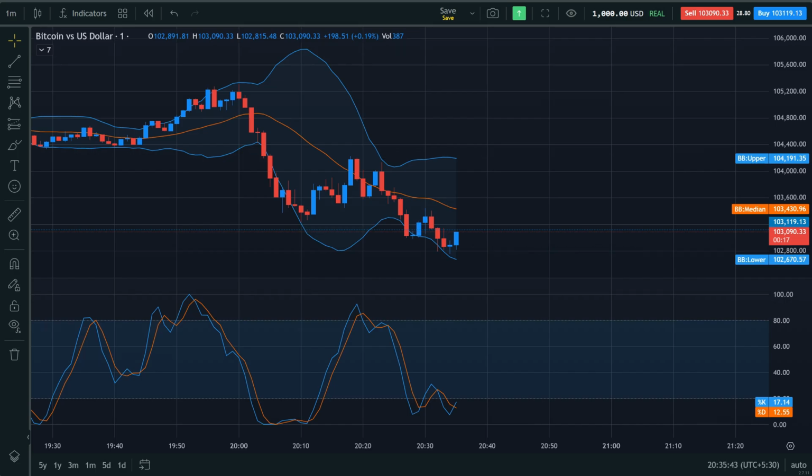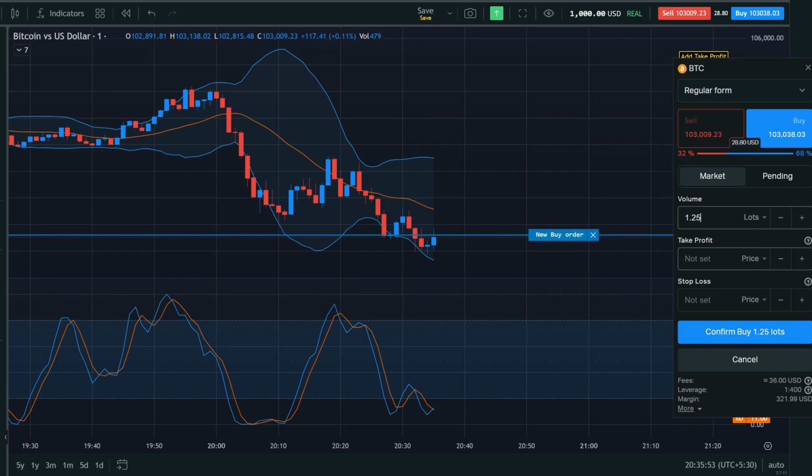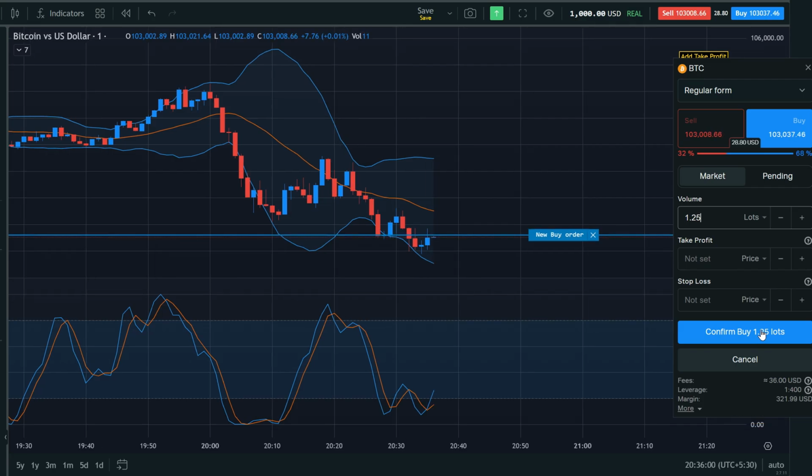Pair that with a reading from the Stochastic RSI, and we might spot an oversold condition, further confirming the possibility of an upside reversal. Based on these observations, my plan here is simple. I'm going to anticipate and capture that upcoming reversal movement to the upside. Reversal trades can be incredibly rewarding because they allow us to enter at a turning point where the risk is usually lower and the potential for profit is higher.